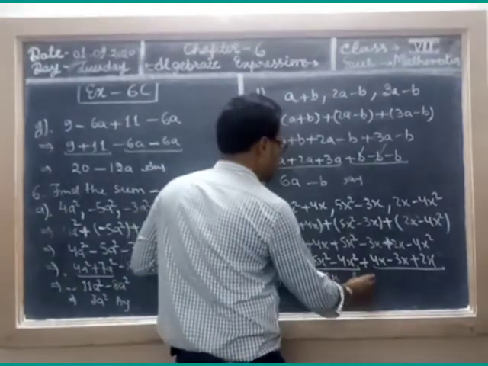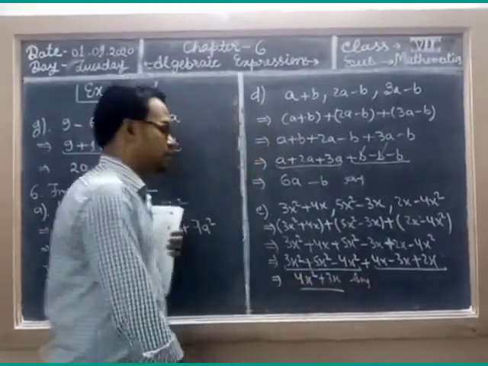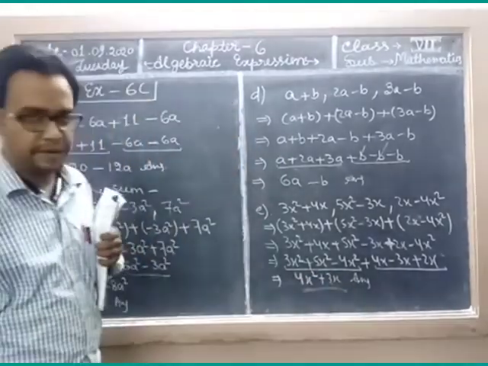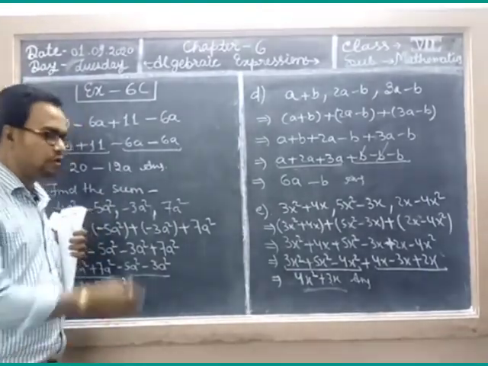So this is your final answer, because they are unlike terms. This is x square and this is x. So the variables are different, it means they are unlike terms. So this is your final answer.